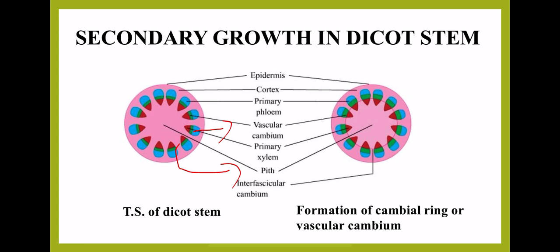These two, the intrafascicular and interfascicular cambium, completely join to form a ring called the vascular cambium ring, cambial ring, or vascular cambium. This is how it occurs. If you observe, the cambium and medullary rays adjoin and start to form a ring called the cambial ring or vascular cambium.